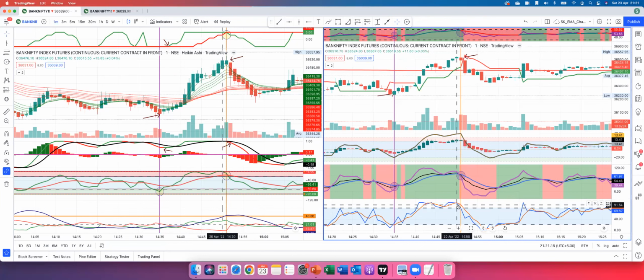So stochastic gave it. As Jagan sir said, I think Monday onwards I'll keep looking into stochastic. The stochastic gives a very clear signal when to enter and exit, and it gives an early signal.